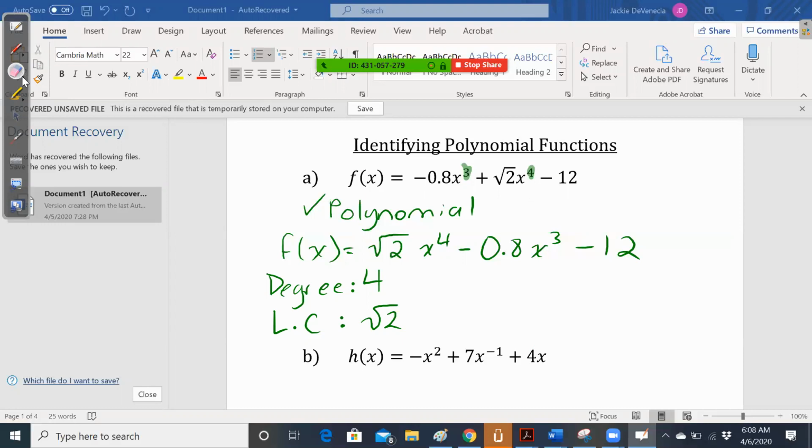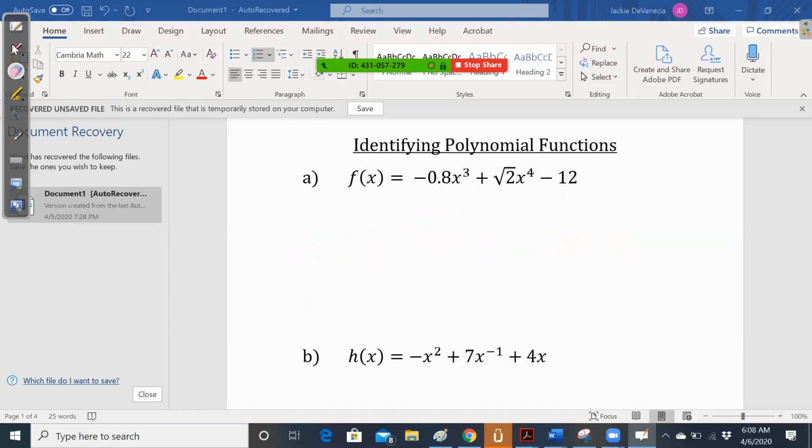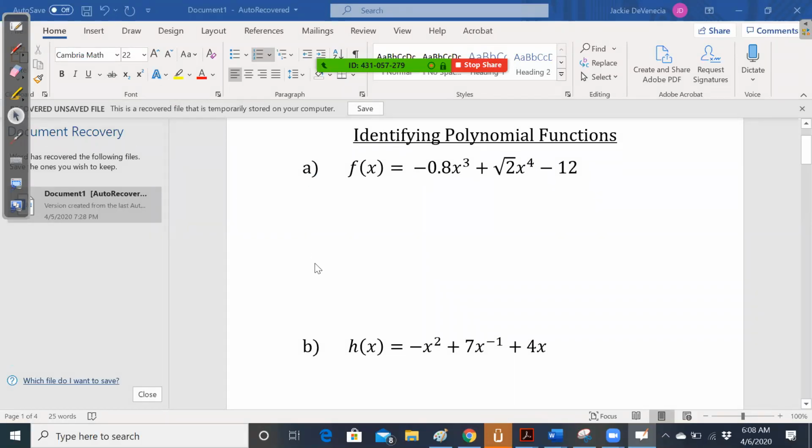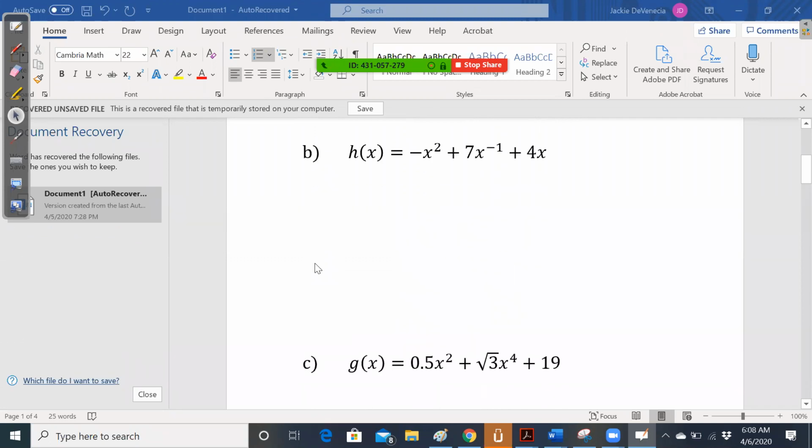We're just looking at different examples so that you have different ideas on what to look for when we're trying to identify a polynomial function. So now we have this one over here, h of x is equal to -x squared plus 7x to the -1st plus 4x. So now I need to look at all my exponents. Right over here, I have a 2, I have a -1, and for my x, if I don't see an exponent, automatically assume it's a 1. And I have that over there as well. I'm just going to highlight a different color.